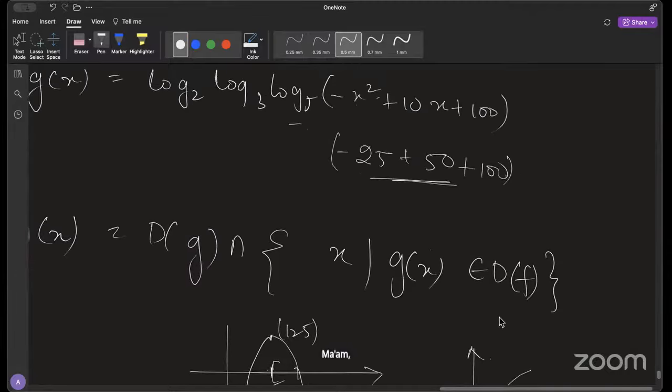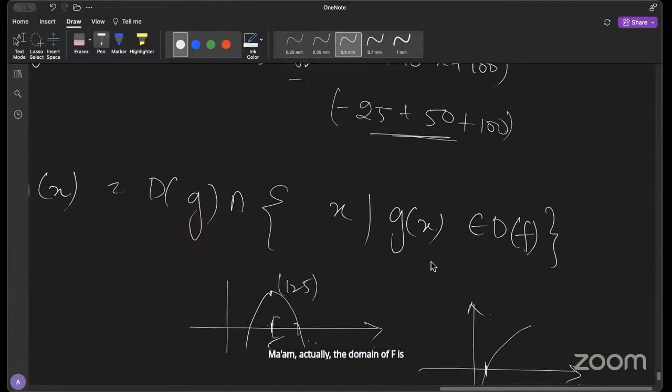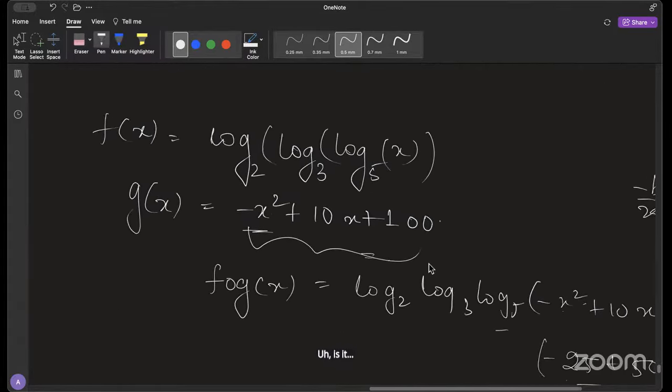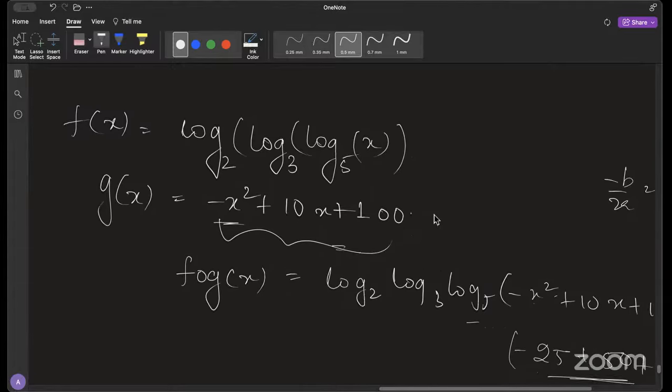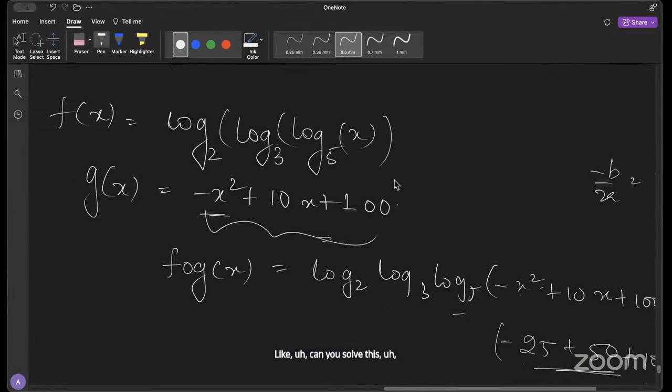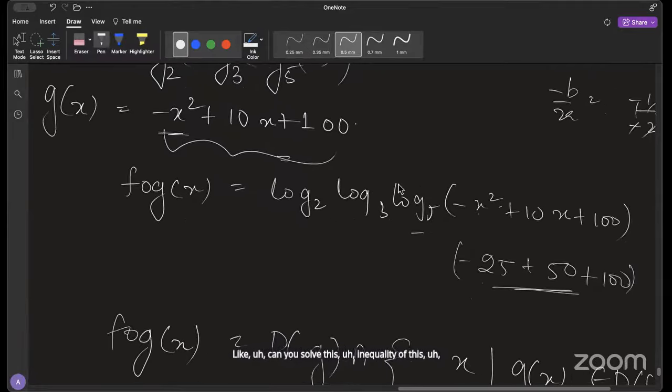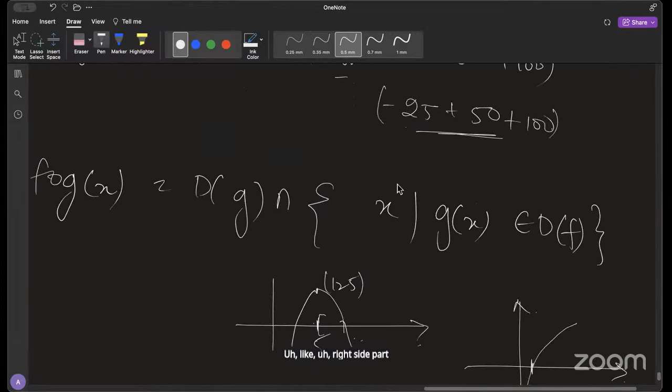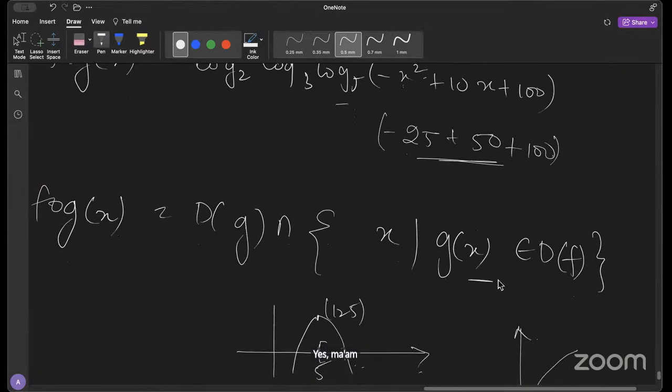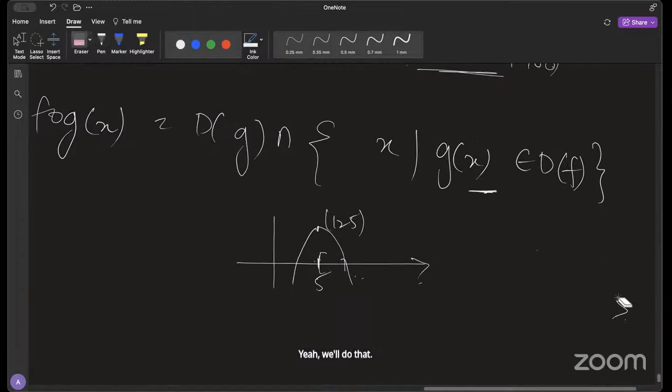Ma'am, actually, the domain of f is 0 to infinity, right? Or is it, like, can you solve this inequality of this right side part, the intersection? Yes, ma'am. Just we'll do this.